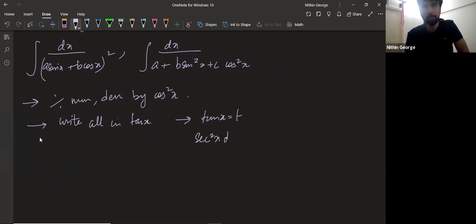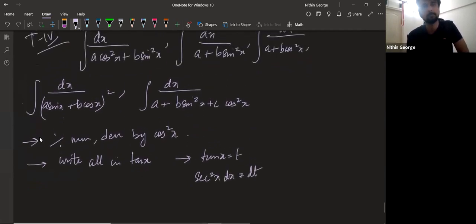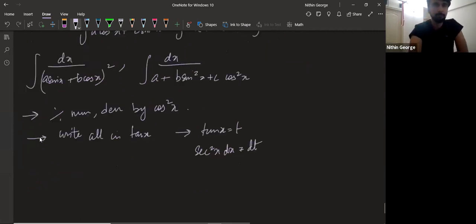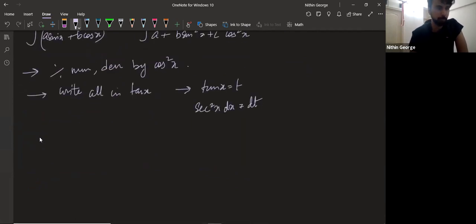Did you write the notes down properly? Divide numerator and denominator by cos square x. Write all in terms of tan x. And apply tan x equal to t, and sec square x dx equal to dt. Okay, so we'll quickly solve one problem.